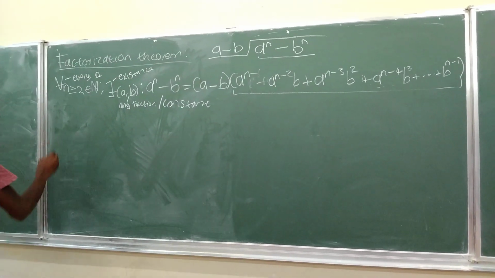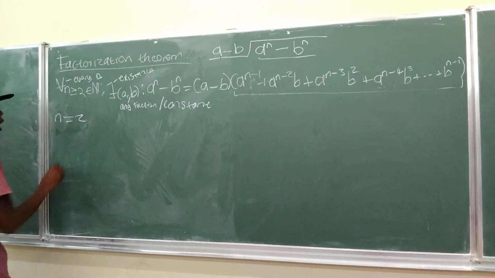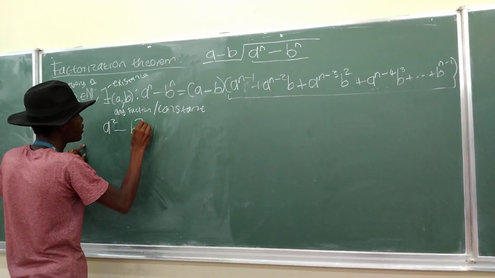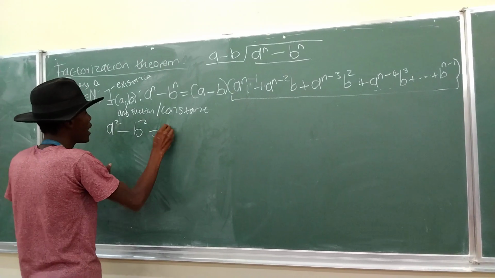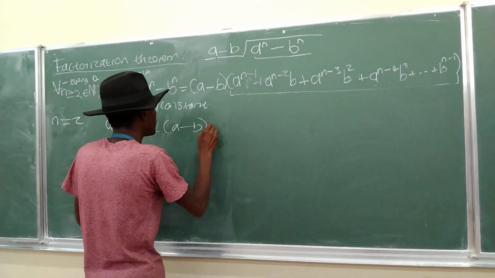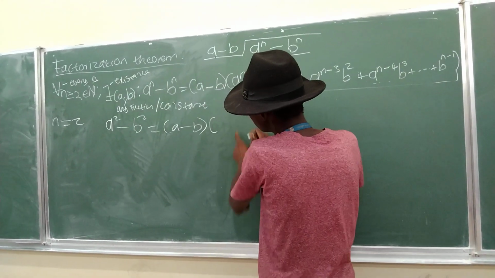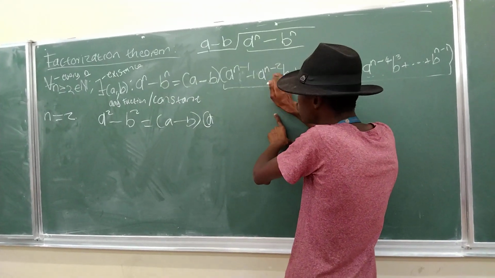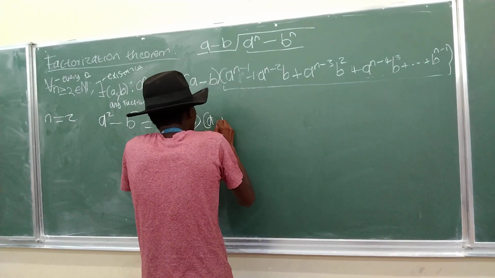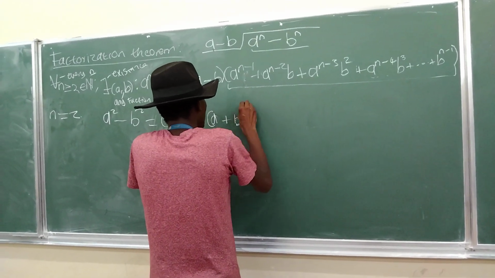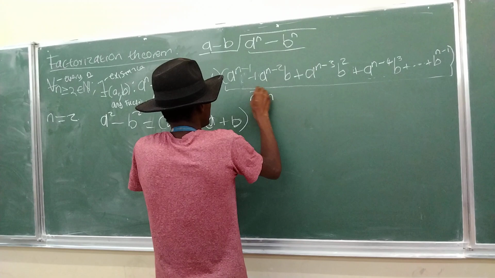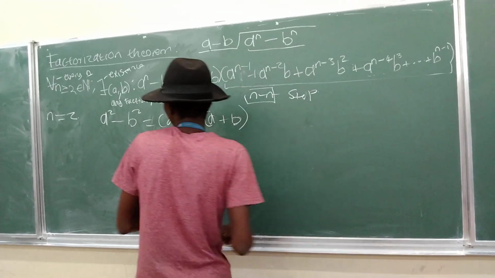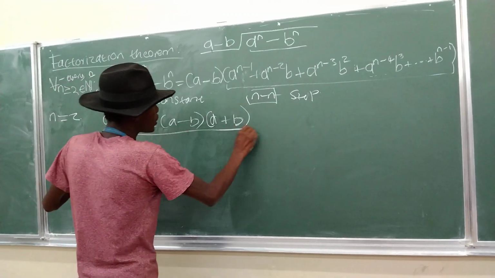So we start with n equal to 2. For n equal to 2, we are using a squared minus b squared, which is the same as a minus b. A to the power 2 minus 1 is a. Then a to the power 2 minus 2 is 1, plus b. Note that at n minus n, we stop. So this is the one for n equal to 2.